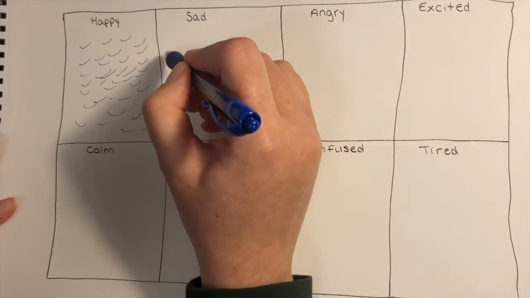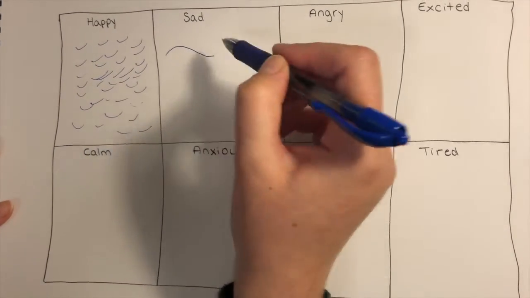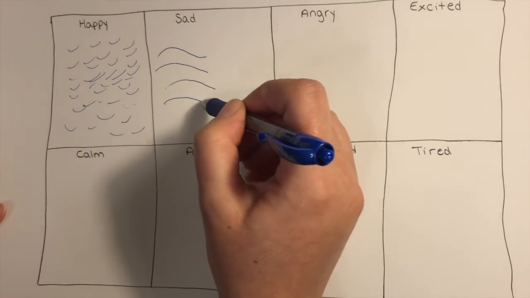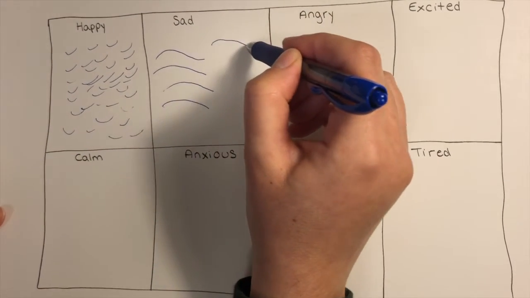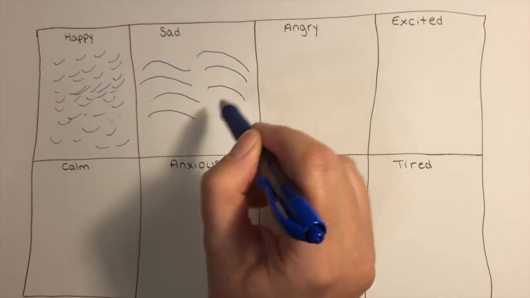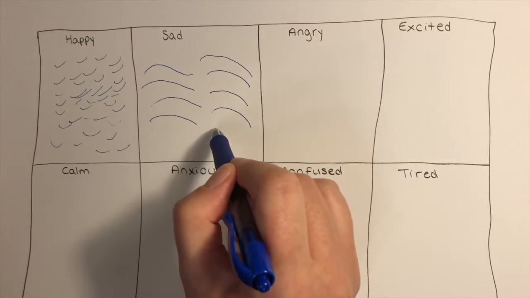And then sad, all of my lines would sort of be curving down, I think. And they wouldn't be terribly close together, because I think the closer together the lines are, the more energy they seem to have.